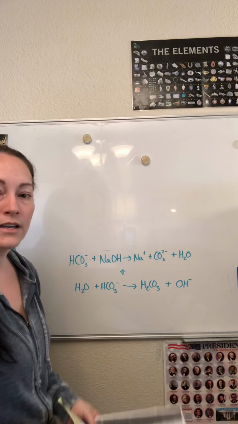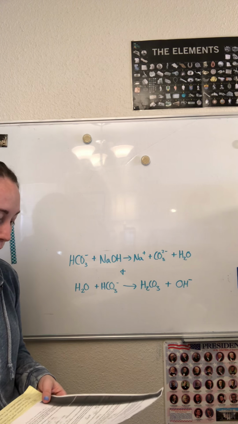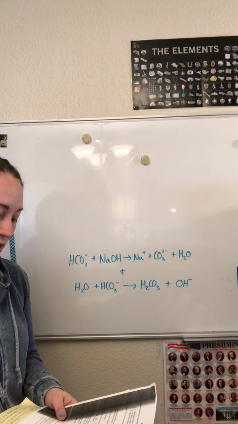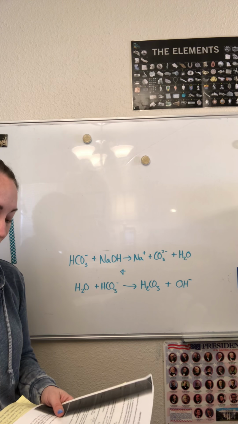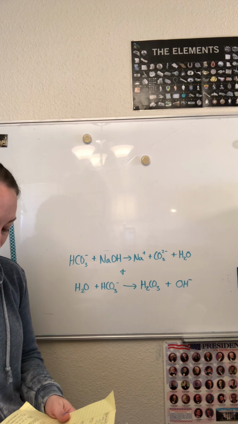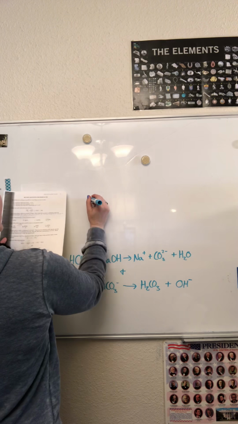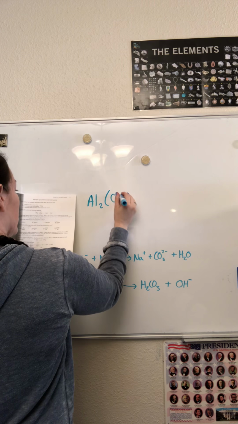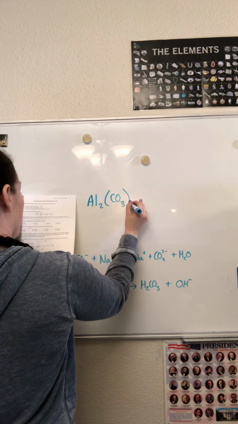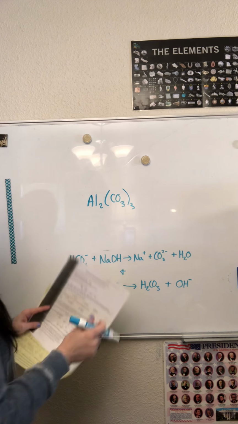All right, next. This is number 7. When the compound Al2(CO3)3 dissolves in water, what ions does it form and how many of each are present? All right, so let me write it up here. I've got Al2(CO3)3. So they're asking, when it dissolves in water, what ions does it form?